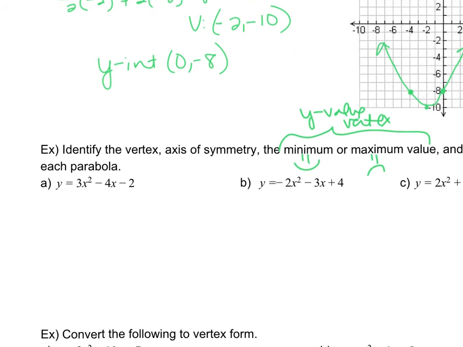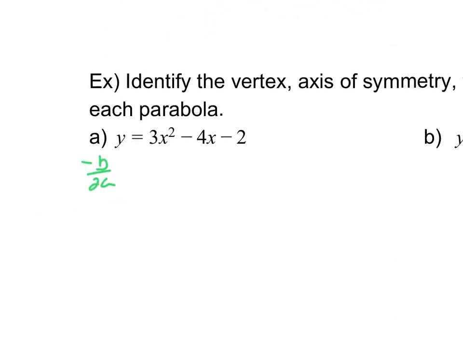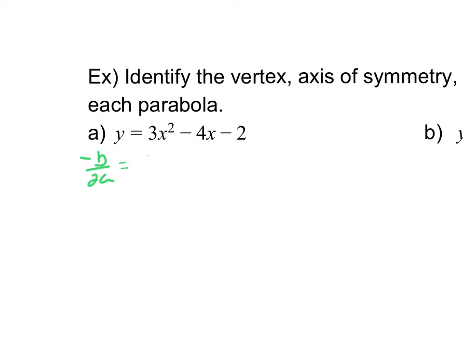So first we need to identify the vertex. So we have to do the axis of symmetry technically. So negative b over 2a, that will be negative times negative 4 over 2 times 3. That will give me positive 4 over 6, which is 2/3. Okay, so we know the axis of symmetry is x equals 2/3. We've got one answer.